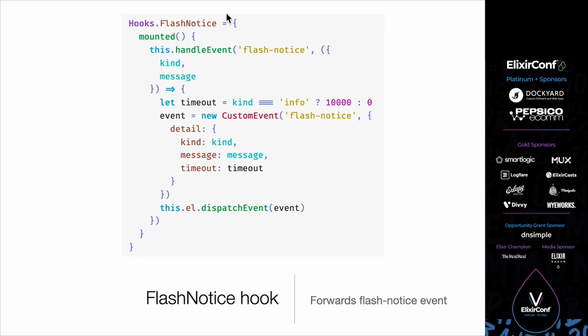In our hook, we're handling the flash notice event, and then we're turning around and creating a custom event. We pass in a kind and message and a timeout, which is set according to what kind of message it is. And we take that event and pass it to dispatchEvent on the element that this hook is associated with.